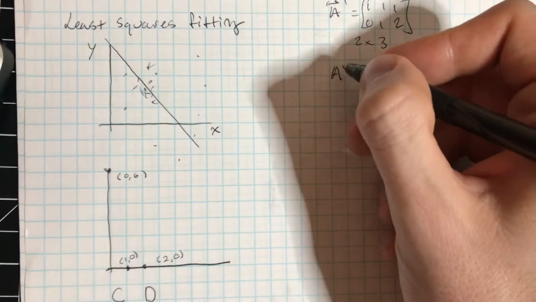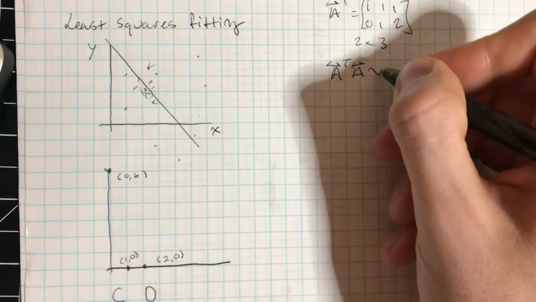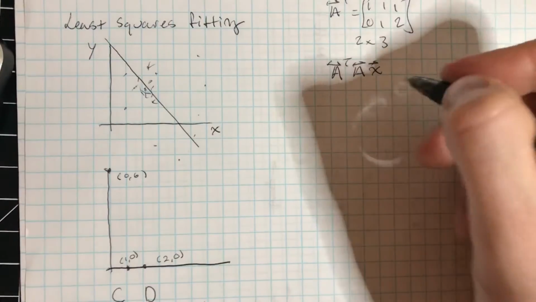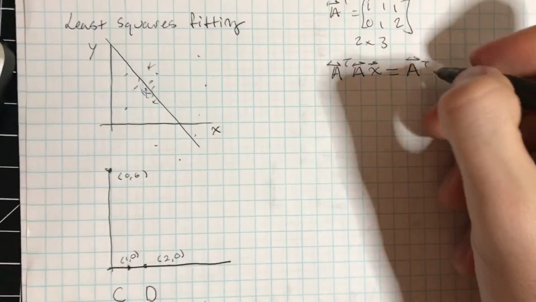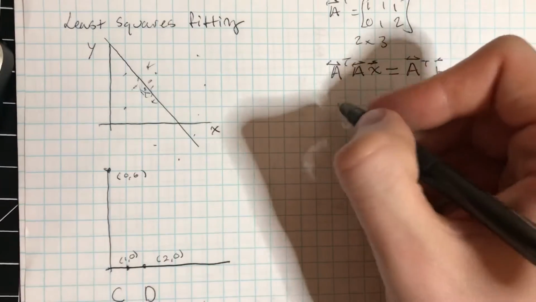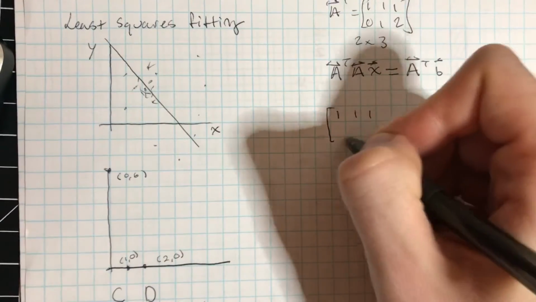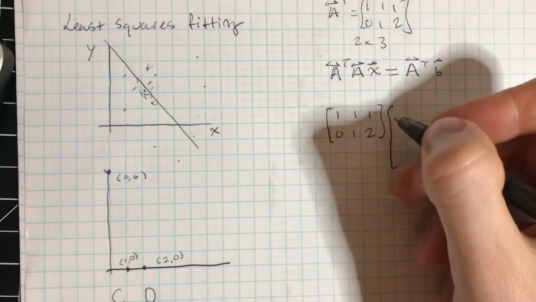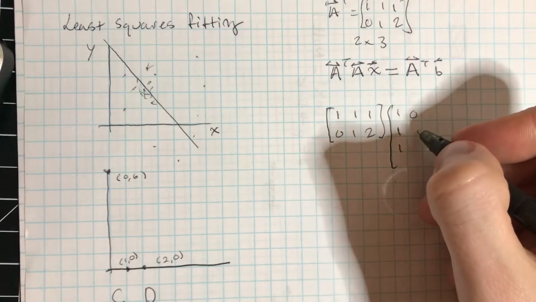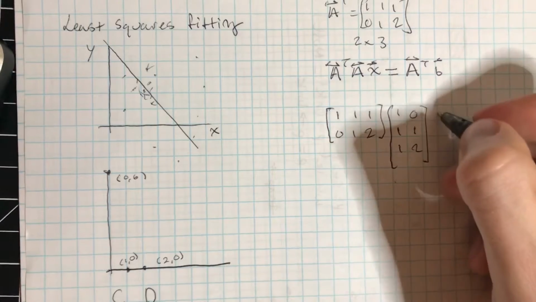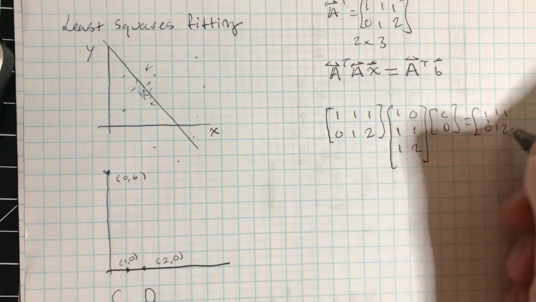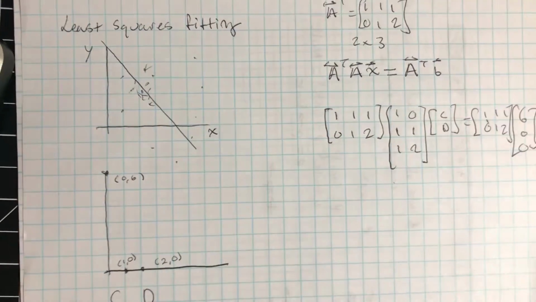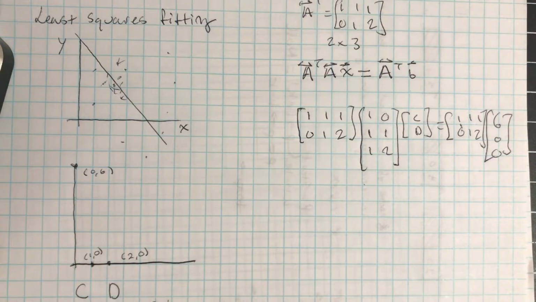So if we take our equation, we get A transpose A X, and we have to do the same to B, A transpose B. That gives us 1, 1, 1, 0, 1, 2, times 1, 1, 1, 0, 1, 2, and C, D equals 1, 1, 1, 0, 1, 2, times 6, 0, 0. You can see that. Okay.